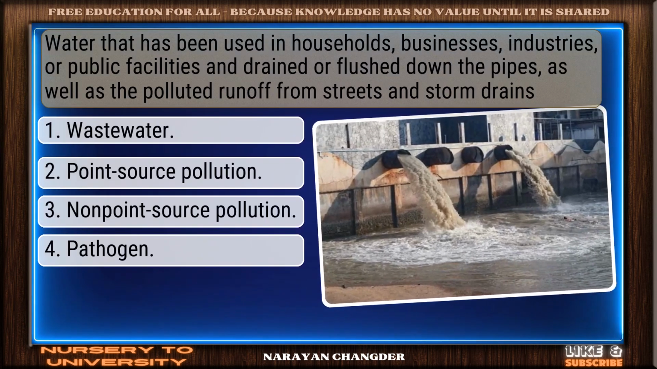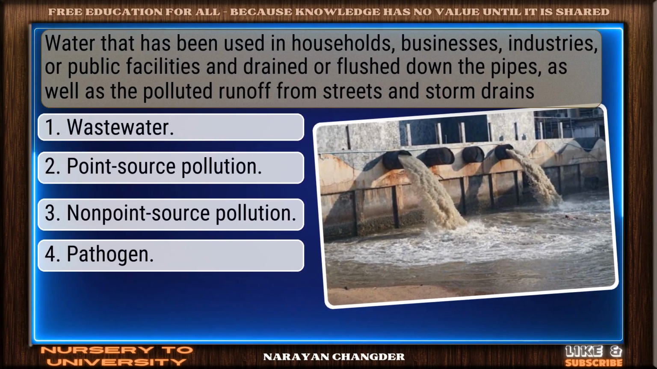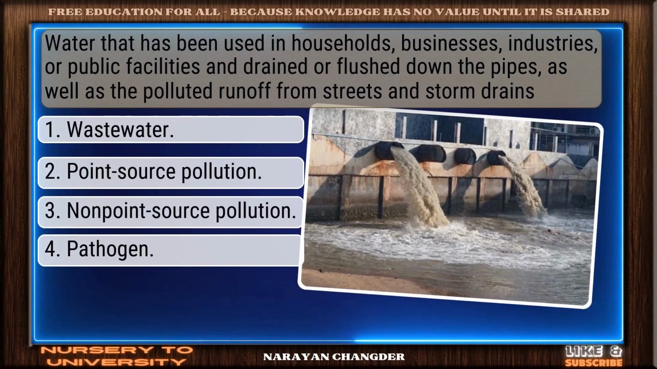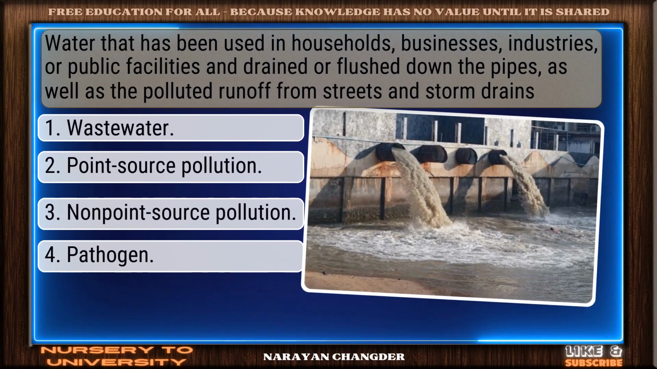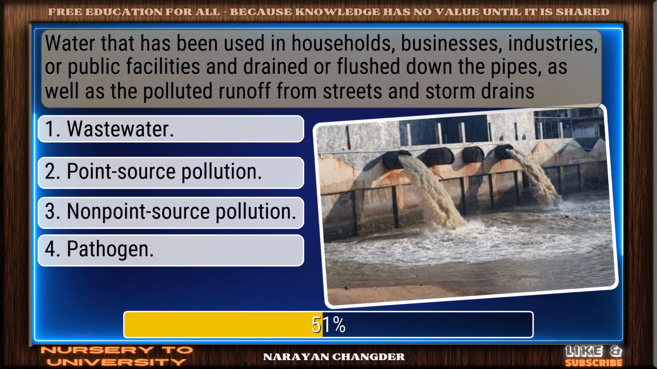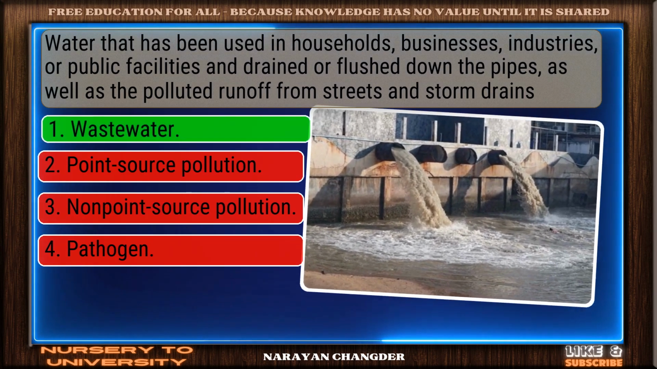Water that has been used in households, businesses, industries, or public facilities and drained or flushed down the pipes, as well as the polluted runoff from streets and storm drains. Well reasoned. Wastewater is correct.